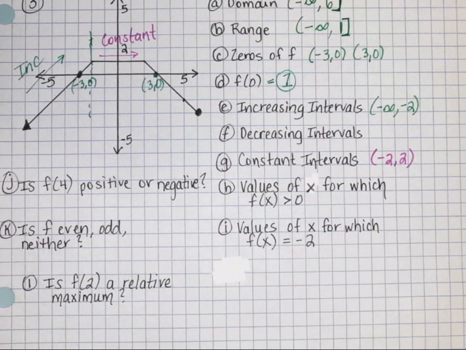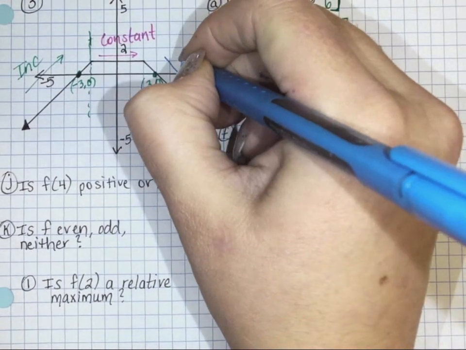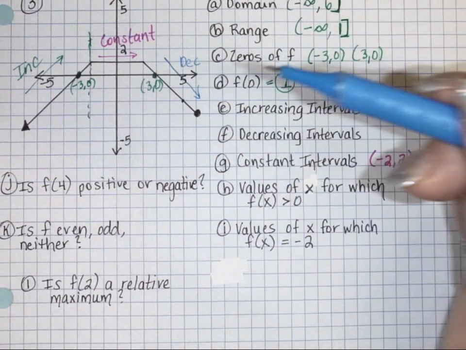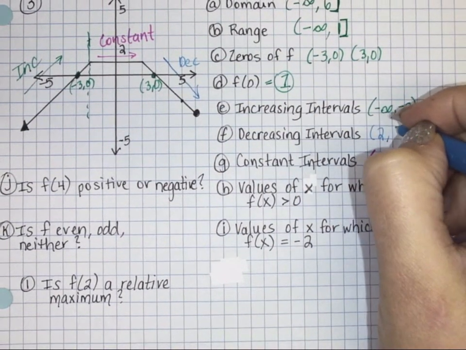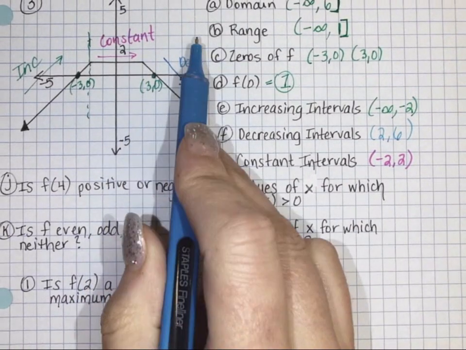And finally, this graph has a decreasing part. Notice that it does stop at 6. So we're going to say it decreases from 2 to 6. From 2 in relation to the x-axis to 6.